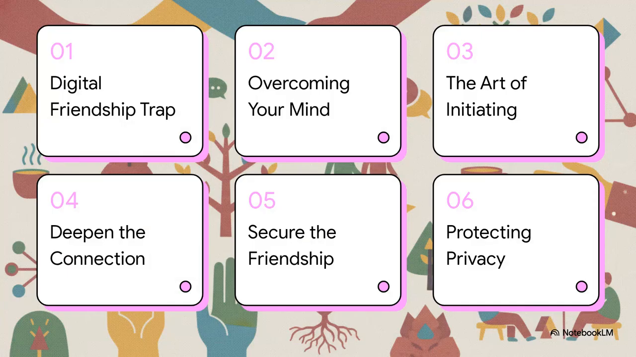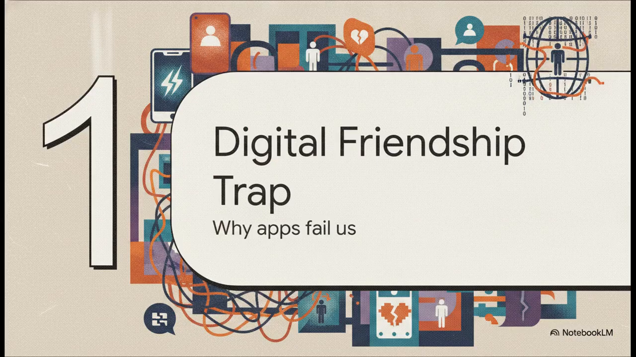Okay, so let's dive into the actual structure here, what we're calling the friendship funnel. We've synthesized 16 distinct methods from our source material into a super easy to follow chronological playbook. We're going to cover the digital friendship trap, overcoming your mind, the art of initiating, deepening the connection, securing the friendship, and finally, protecting your personal data. Let's get into it. Step 1.